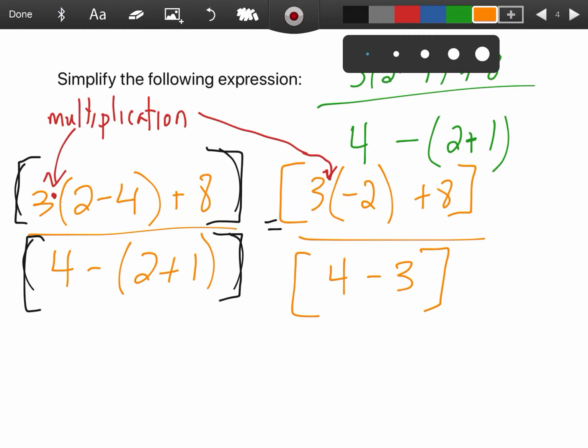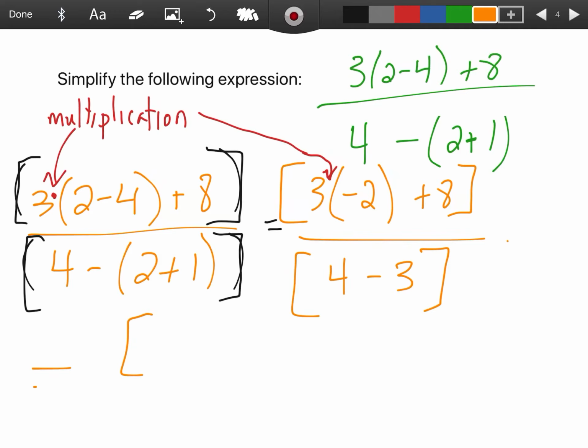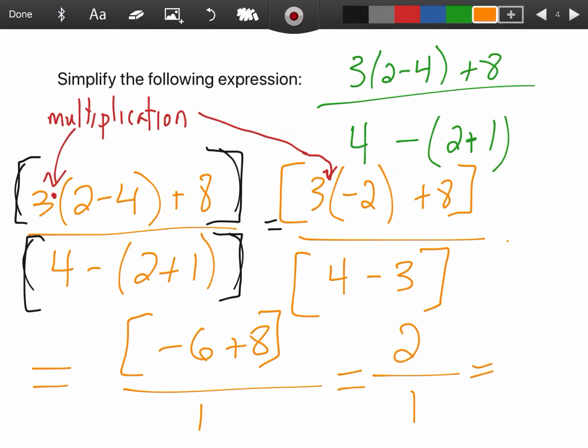All right, so now in the numerator, we need to do 3 times the negative 2. So 3 times the negative 2, and again, I'm going to connect this with an equal sign, is negative 6 plus 8 all over 4 minus 3. Well, that is 1. Okay, and now I can clear those parentheses because 1 was the only thing left. And negative 6 plus 8 in the numerator gives me 2 in the numerator divided by 1. Well, 2 divided by 1 is just 2.